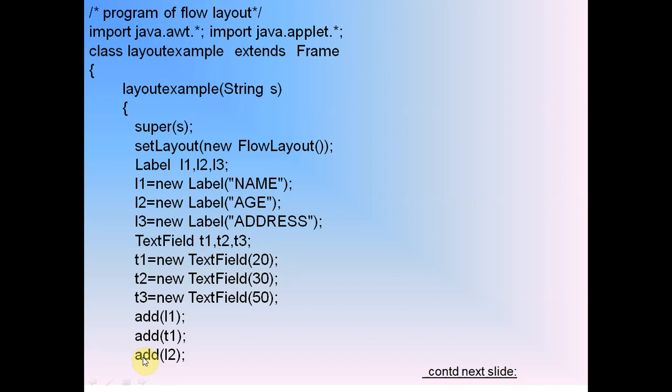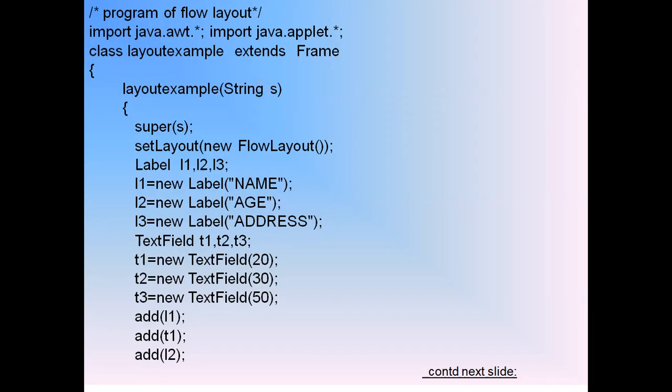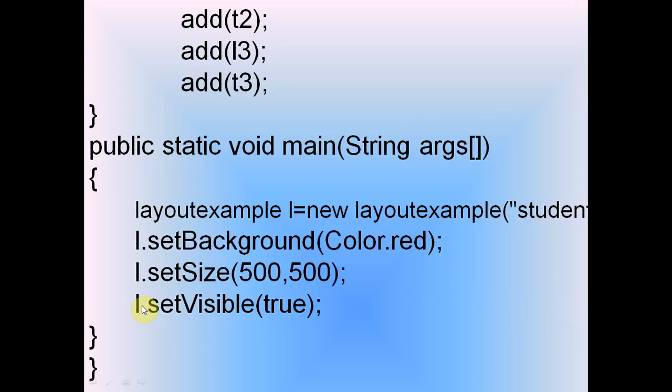So we will add L1 and T1, the label name and its text field, then label 2 age and its text field, add L2, add T2, and add L3 and add T3. Accordingly, name and its text field, age and its text field, address and its text field. We will add all three labels as well as three text fields. In front of all three labels we will place all three text fields, and the layout is the flow layout, and then we will have the main program.